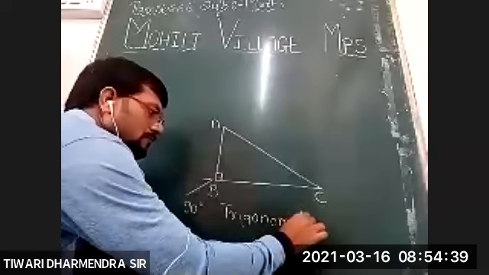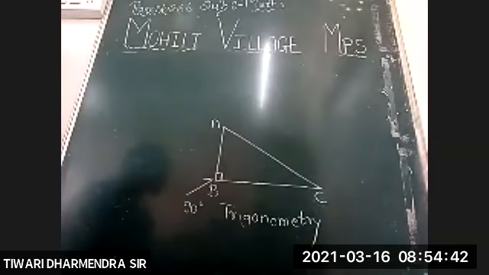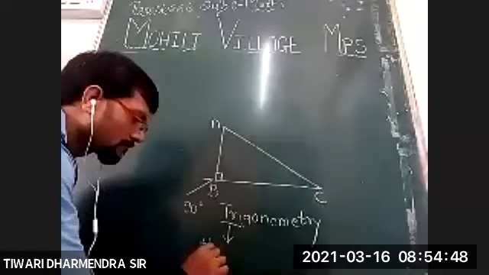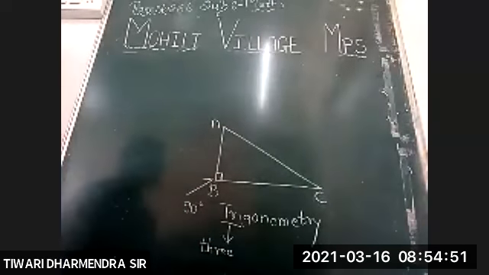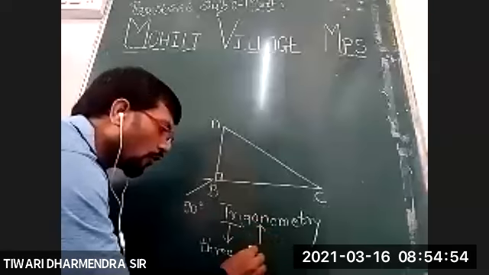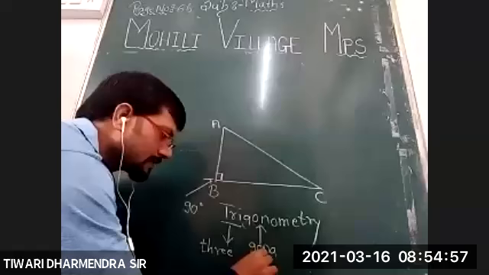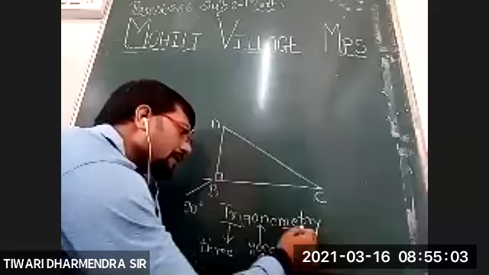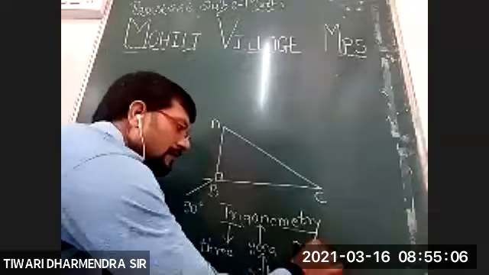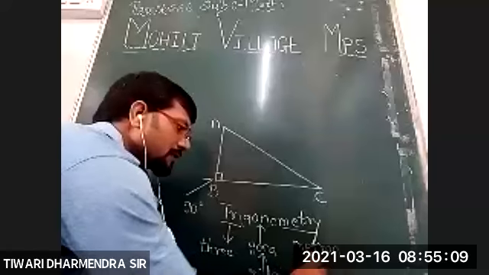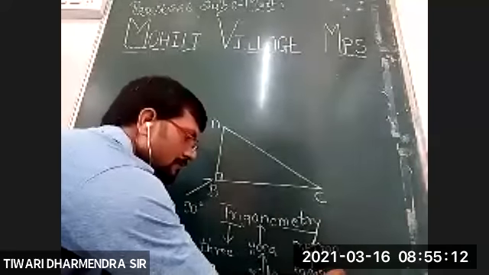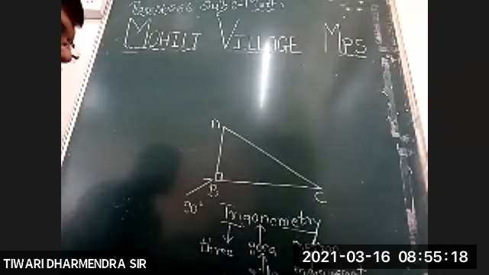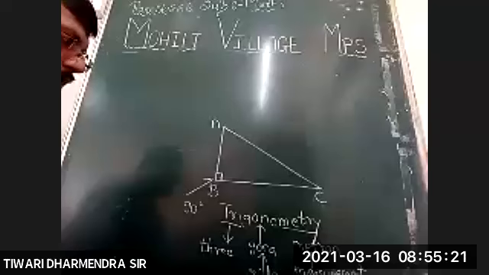Now we'll study about the name, trigonometry. What does this mean? Tri means three. Gona means side. Three sides. And metry, its name is metron, which means measurement. So, three side measurements.